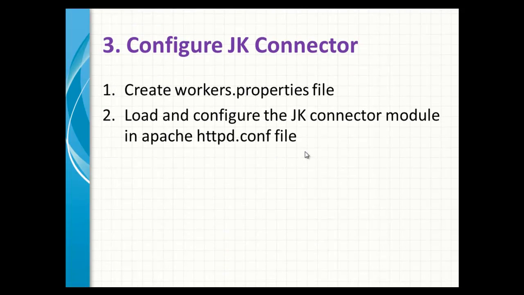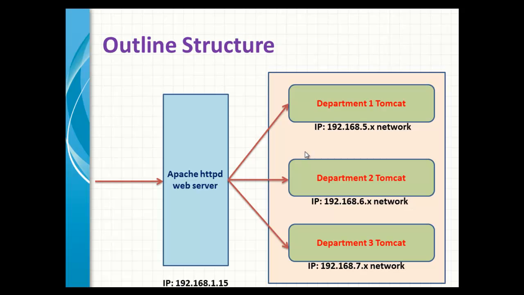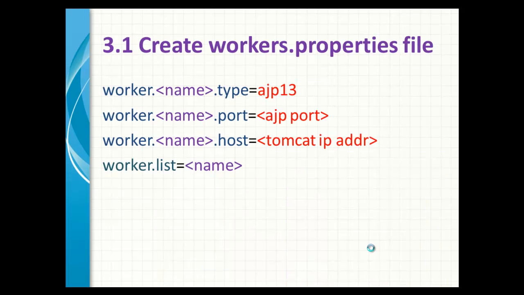Now the third step is we need to configure the JK connector. In this third step we have two sub steps. The first one is to create the workers.properties file, and then load and configure the JK connector module. Actually, when you see this outline structure, each department here is considered a worker. So in the workers.properties file, we need to specify these Tomcat informations. The first one is create the workers.properties file.